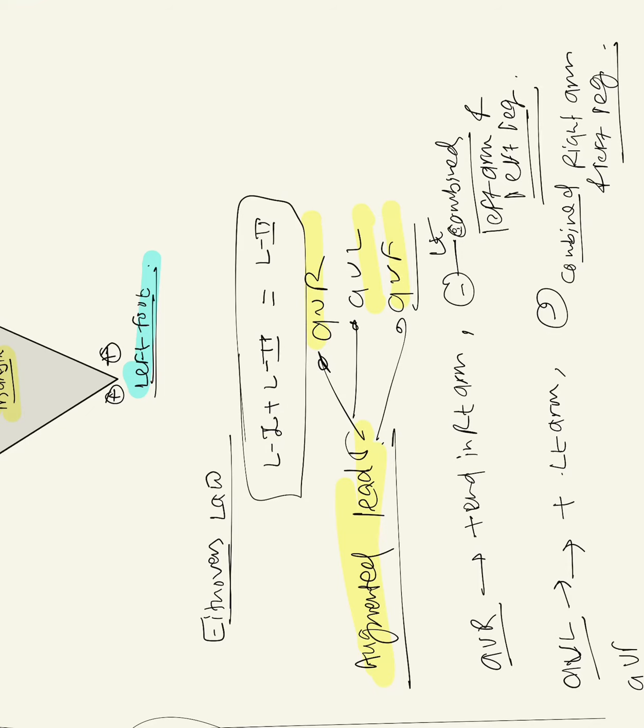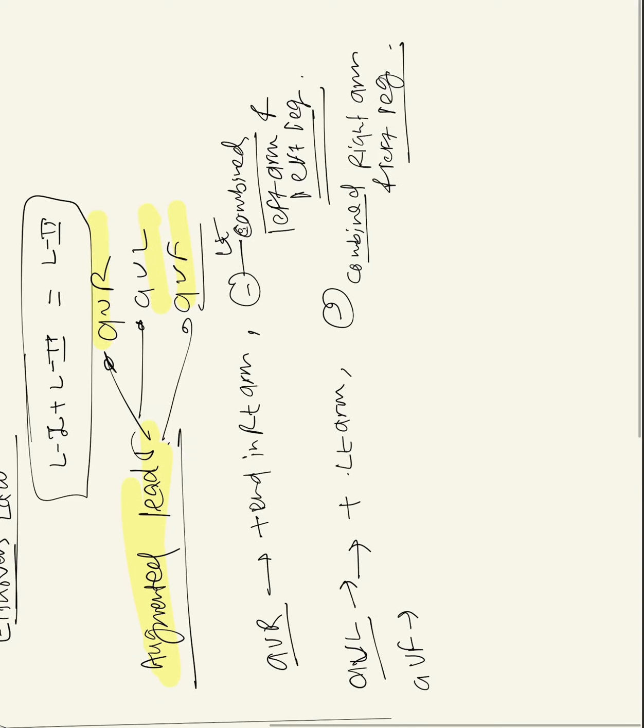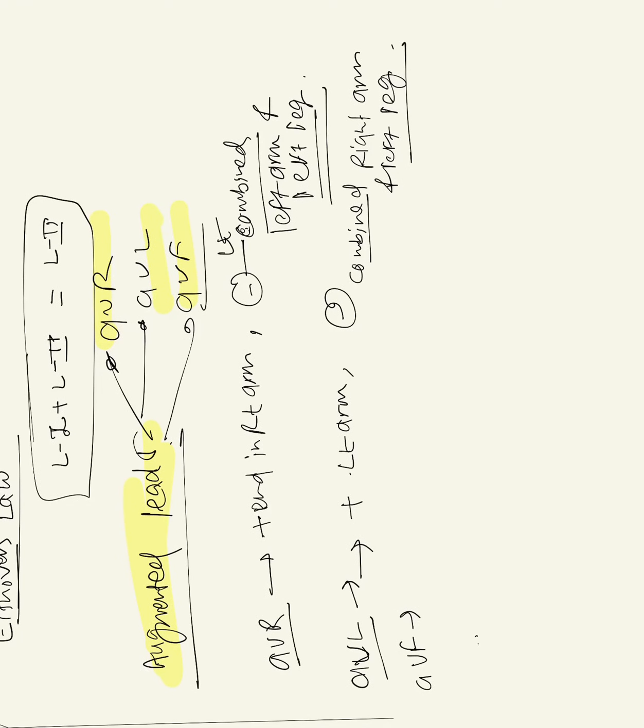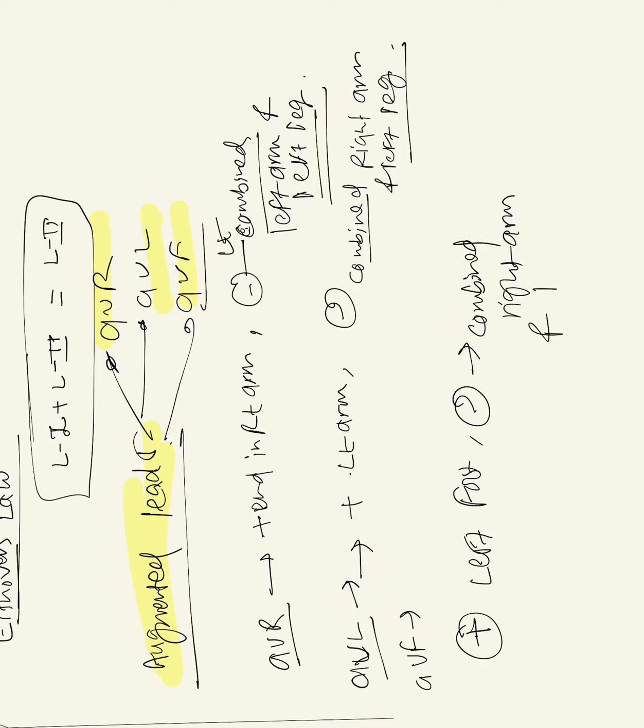Next, AVF. AVF is positive in the left foot and negative is the combined right arm and left arm. So these are the basics of the ECG. Thank you.